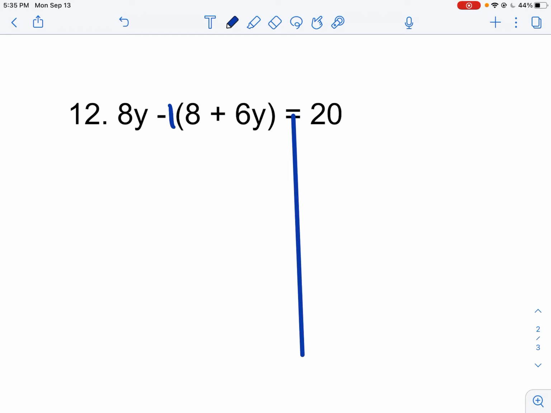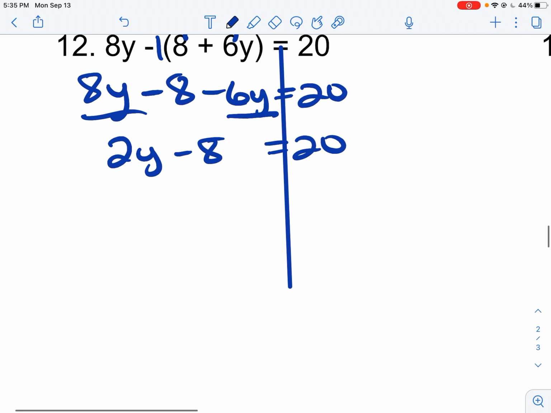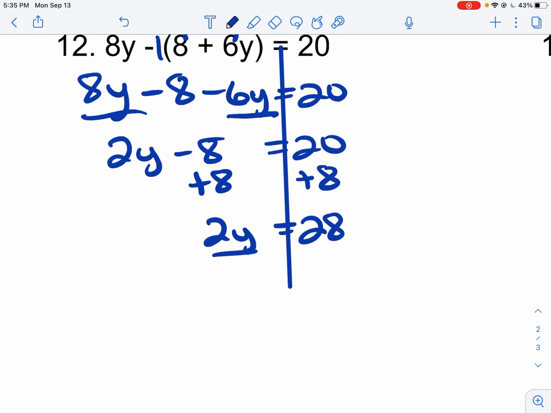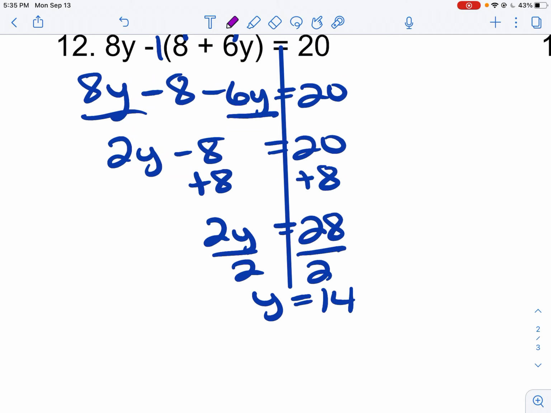Again, this is an invisible 1 right here. I multiply that through. So I have 8y minus 8 minus 6y equals 20. I combine like terms. 2y minus 8 equals 20. I add 8 on both sides of the equal sign. 2y equals 28. I divide by 2, and I get y equals 14. I plug it back in to make sure that I did the right thing.